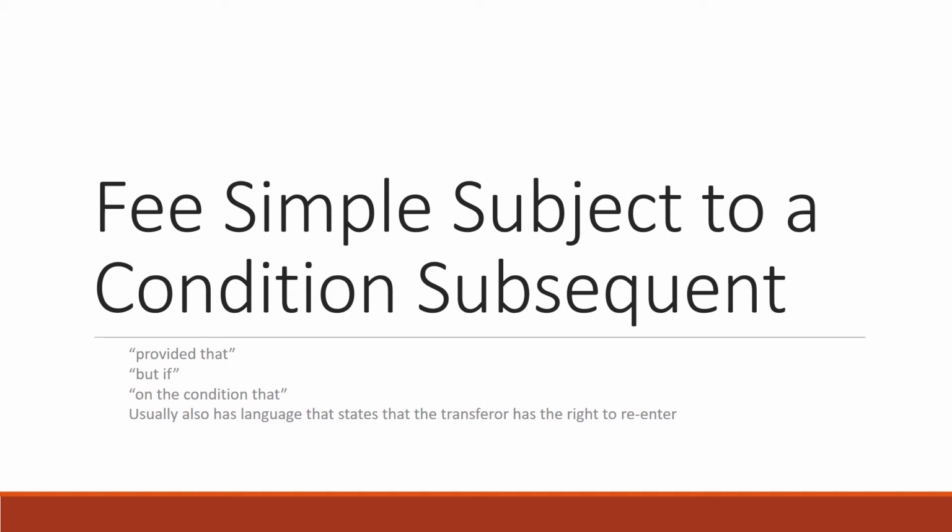How do you know if you have a fee simple subject to a condition subsequent instead of a fee simple determinable? Well, you will see different language. The language that lets you know that you have a fee simple subject to a condition subsequent is "provided that," "but if," or "on the condition that." You also will usually have language that states that the transferor has the right to re-enter the property and take the property.